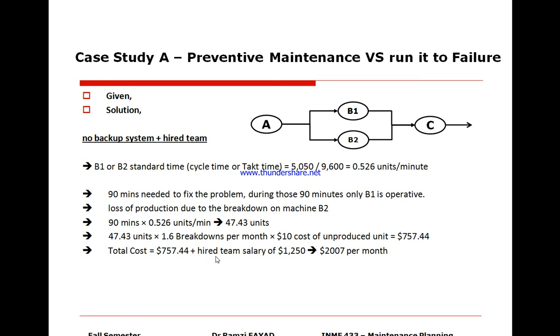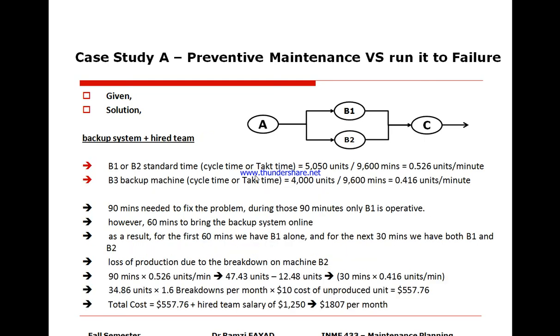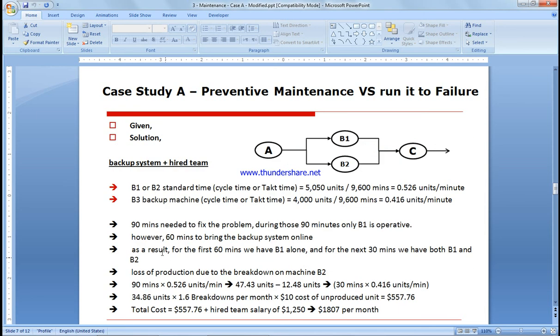So 757 plus a hire team salary of 1,250, that's 2,007 per month. If you do the backup system plus hire team, the backup machine takes an hour to come online and the cycle time is 4,000. So 90 minutes are needed to fix a problem. Only B1 is operative. However, it takes 60 minutes to bring the backup system online. So the first 60 minutes we have B1 alone, and in the next 30 minutes we have B1 and B3.